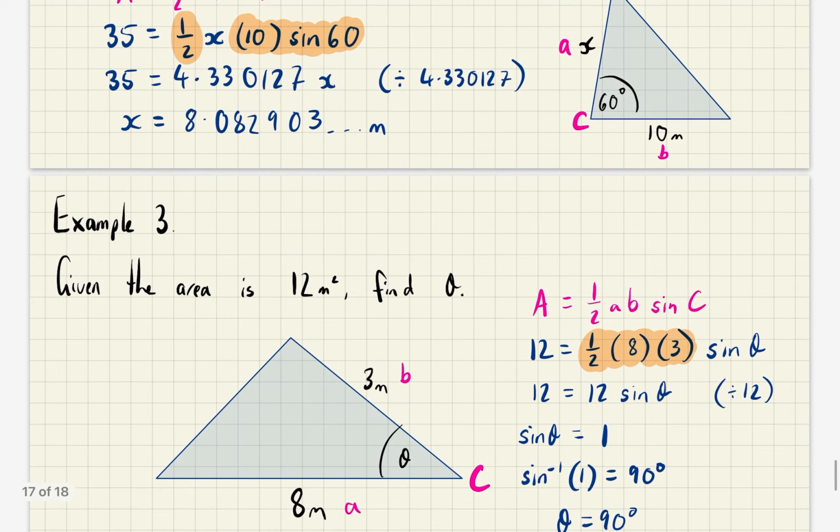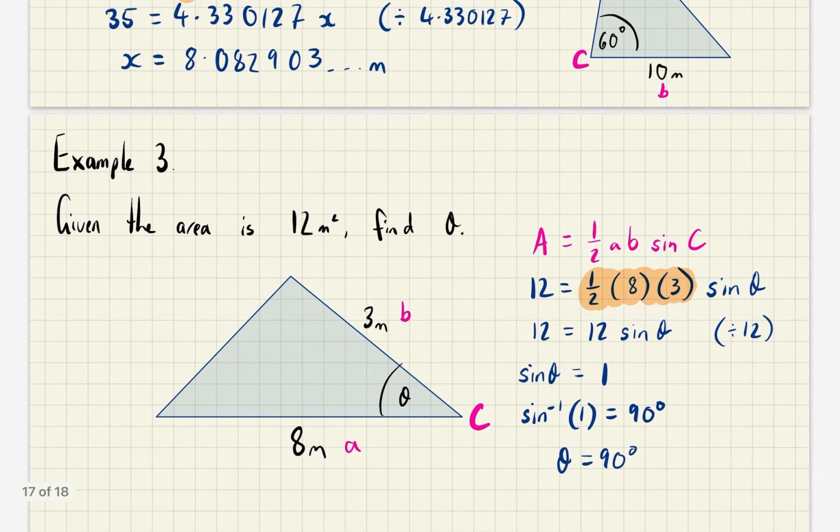What about finding the angle? So for the last example today, we've got the area is 12 meters squared. We need to find theta. So to find theta, first of all, I'm going to label the triangle. Now, you can label it A or B, or in this case, I've done it the other way around. Whenever you do this, the order doesn't matter. All that matters is that you have 2 sides and the angle in between.